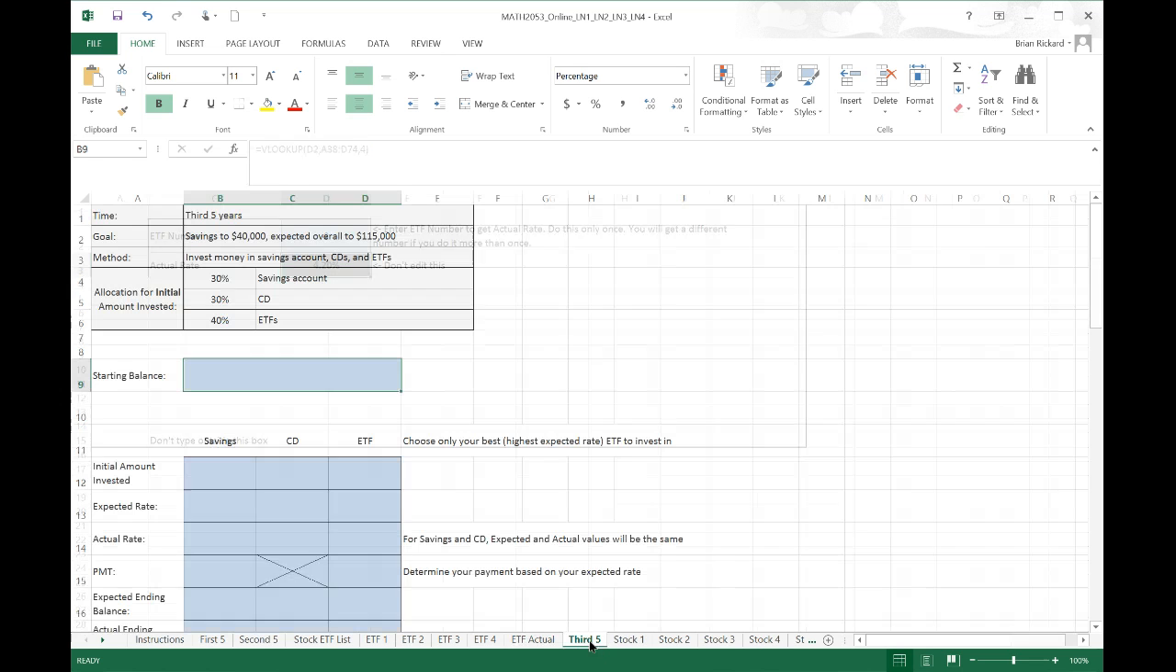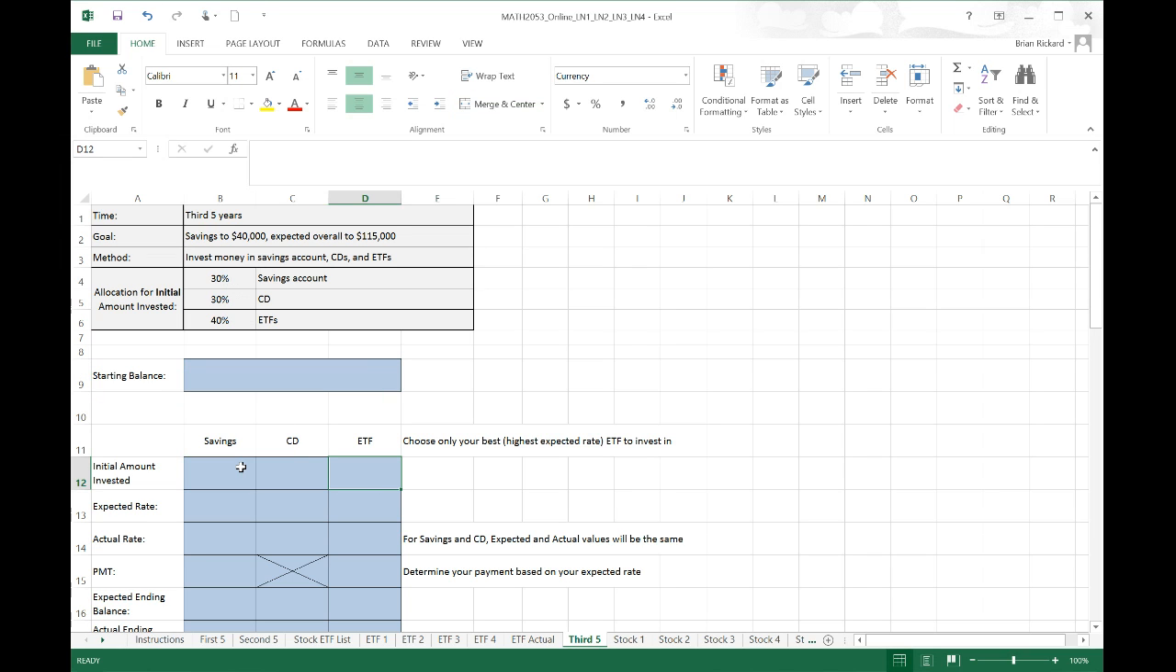All right, so then we get to the third 5 years. We've got a couple goals here. Again, these goals might be different, but that's okay. But in this version, savings to 40,000, expected overall to 115. We're going to take the ending balance from the last time and split that up. 30%, 30%, 40%, savings account, CD, and ETFs. So those will go right here.